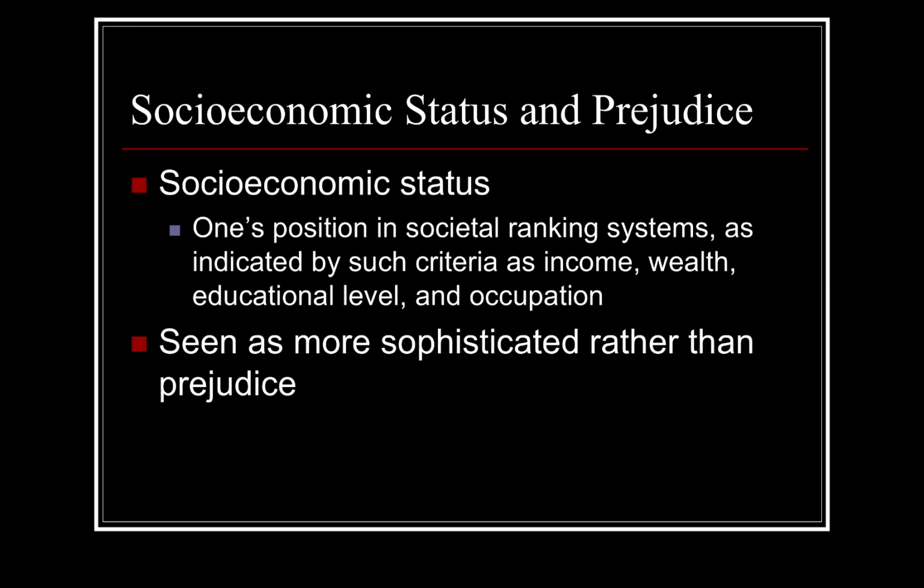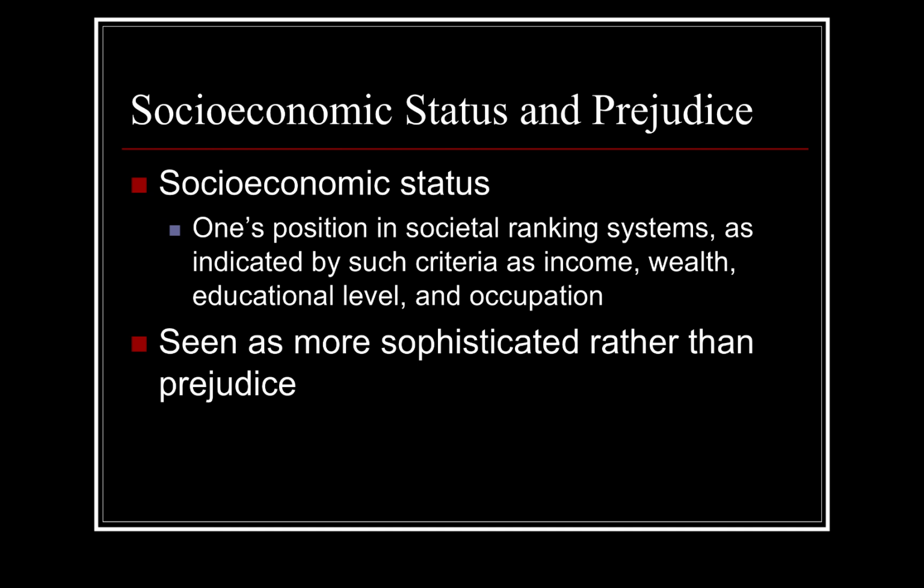So who's more likely to be prejudiced? A person who is upper class, middle class, working class? There's been lots of research about this, and some may think that it's pretty simple. People with a lower socioeconomic status, people with less education, are more likely to be prejudiced because they may not know how to think in a complex way. Well, that's not always true. First, let's talk about what socioeconomic status is. One's position in societal ranking systems is indicated by such criteria as income, wealth, educational level, and occupation.